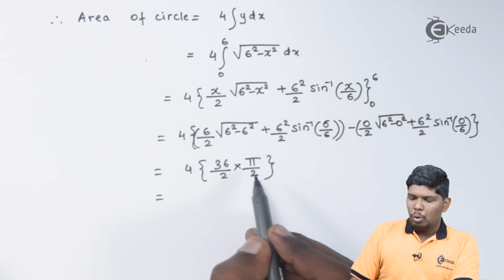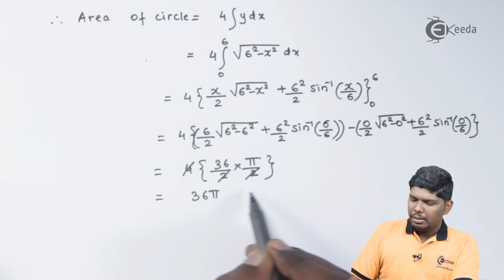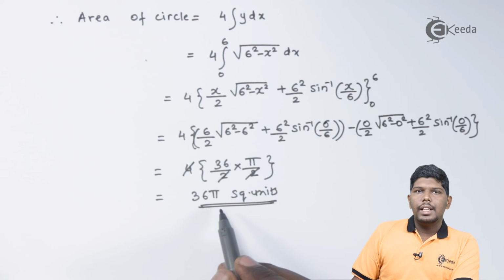2 into 2 will give you 4, and that 4 will be cancelled. So the remaining part will be 36 pi square units. This is the area of the circle.